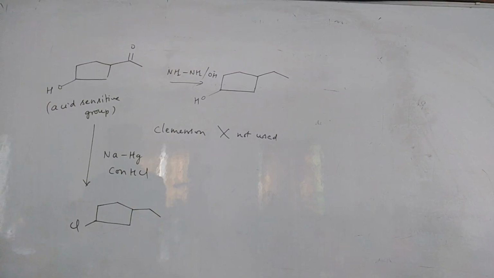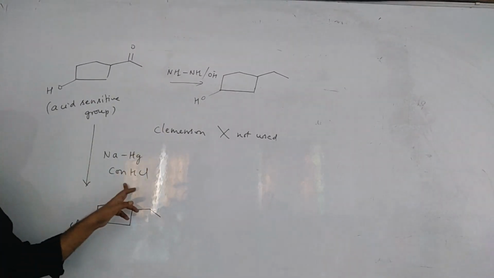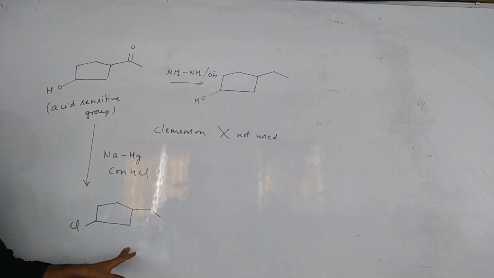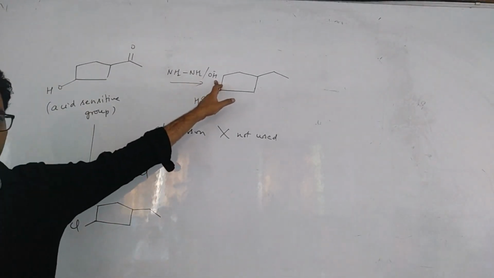So whenever base sensitive groups are present, Clemmensen reduction is preferred. Whenever acid sensitive groups are present, Wolff-Kishner it is. Why? Because in Clemmensen you are using acid, so that is why acid sensitive groups won't work here. In Wolff-Kishner you are adding a basic medium, so base sensitive groups will not work.